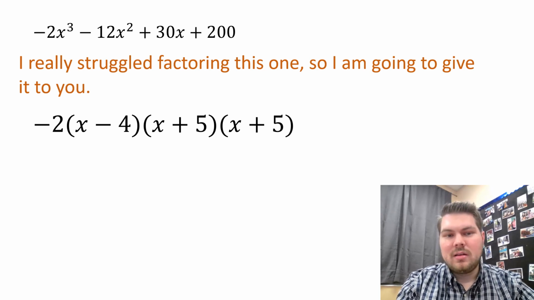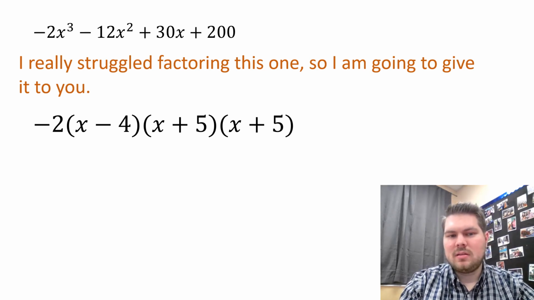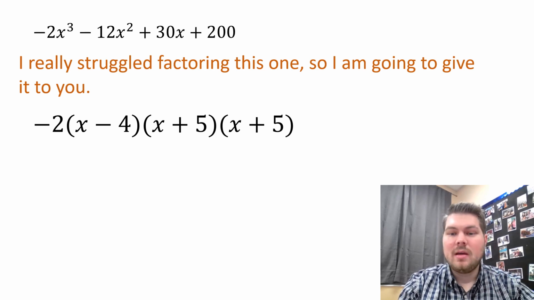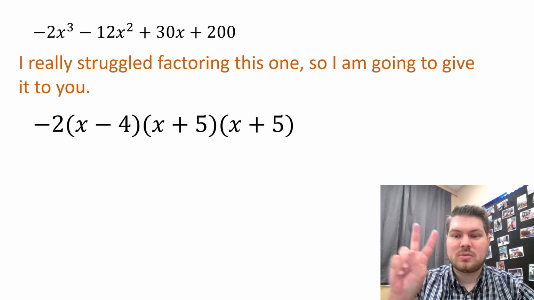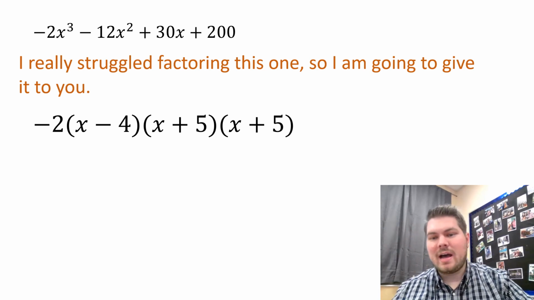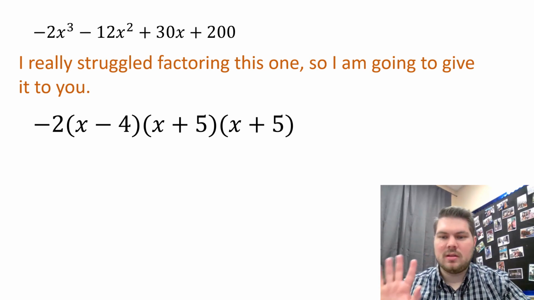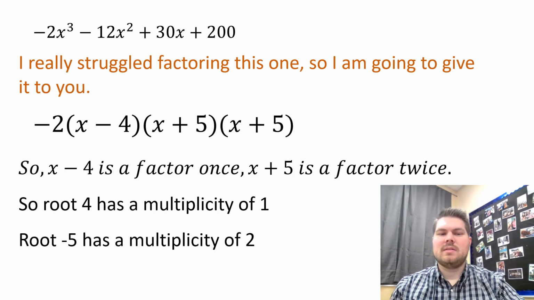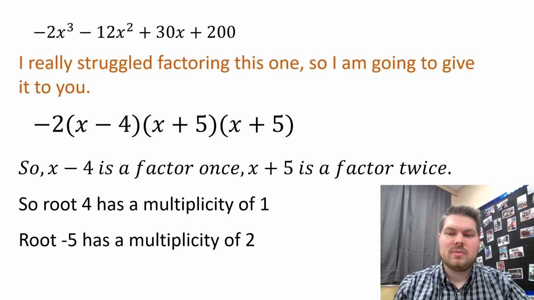So here you'll see we have 1 x minus 4, and so our root there is going to be 4. So the root of 4 has a multiplicity of 1, but x plus 5 shows up twice, so that has a multiplicity of 2, and the root there is negative 5, because again, negative 5 plus 5 equals 0.